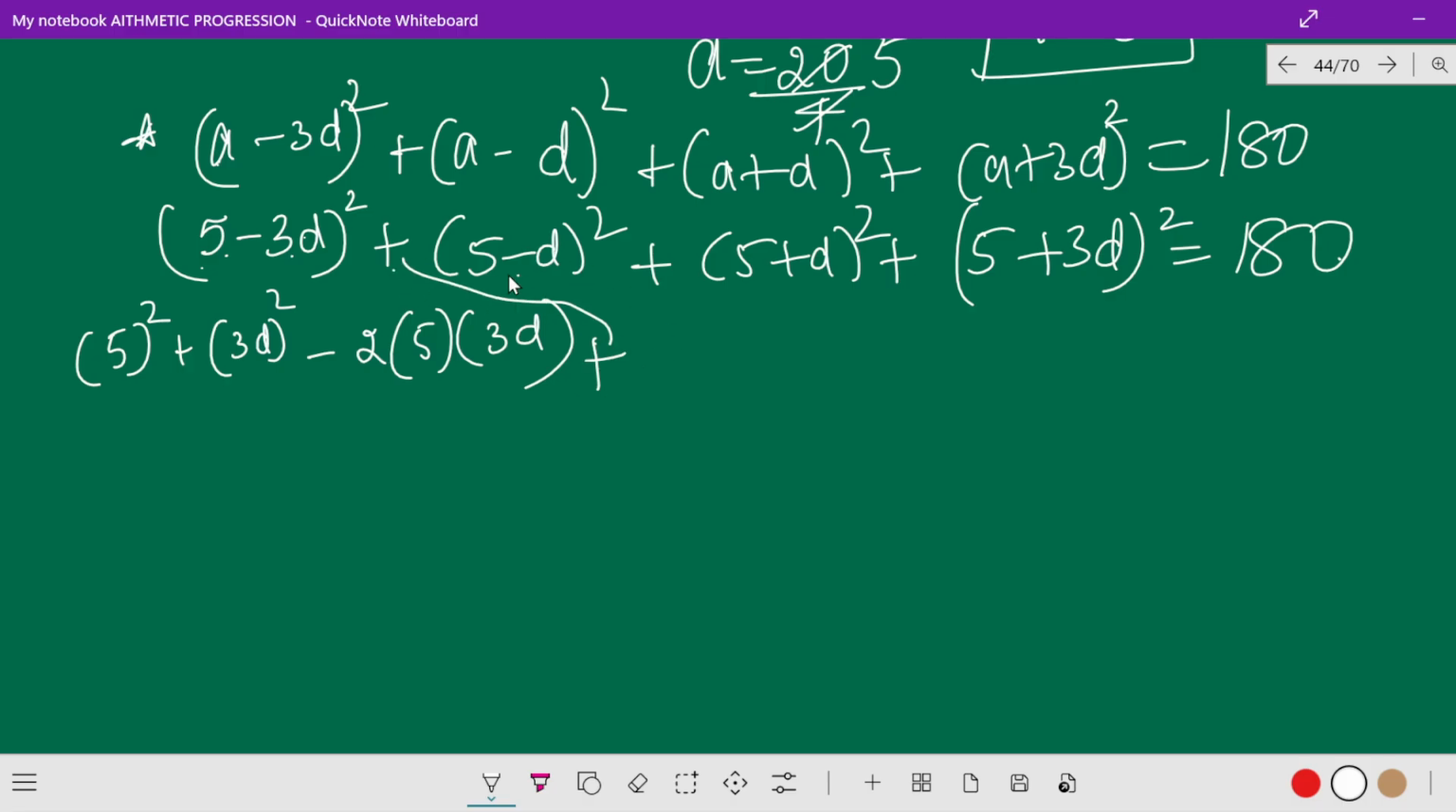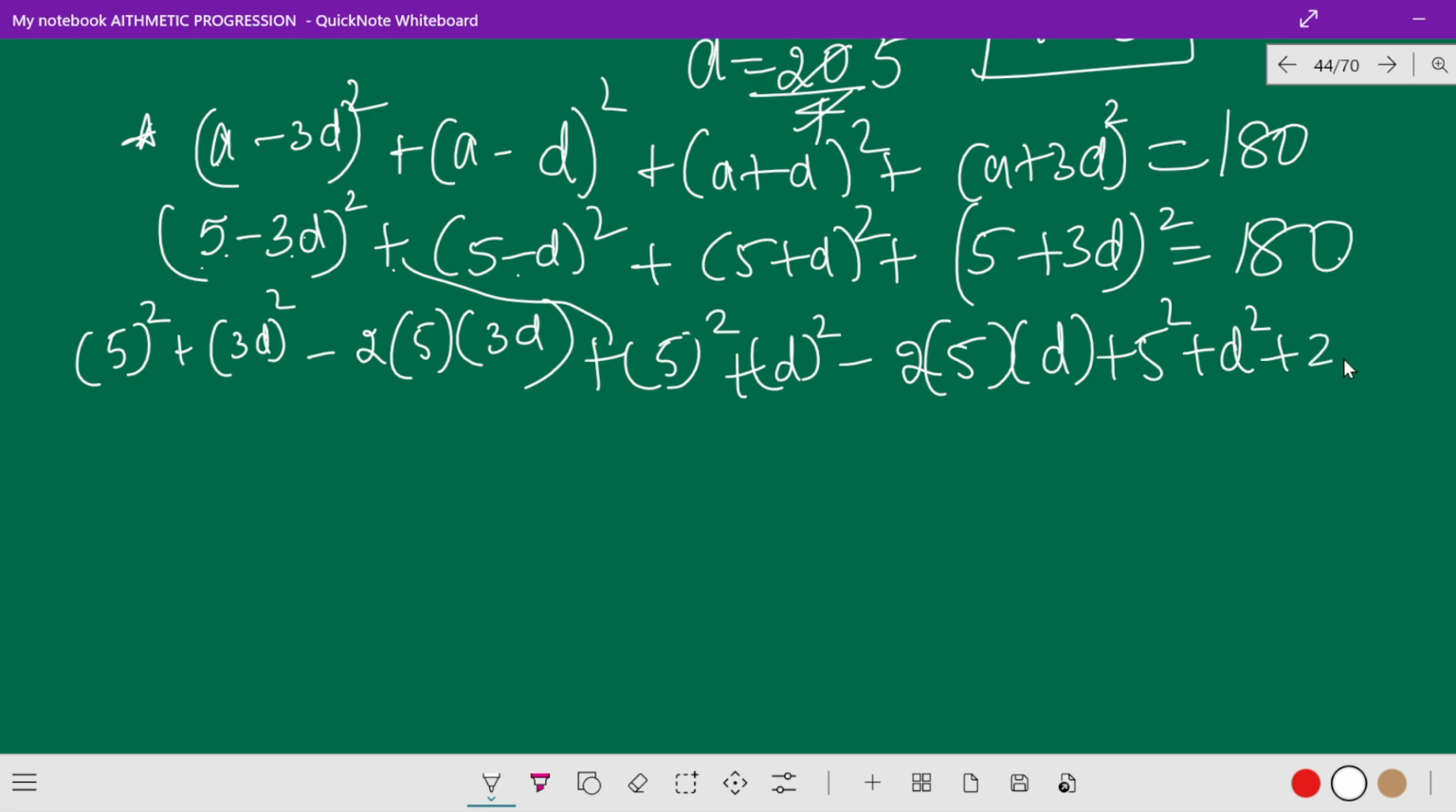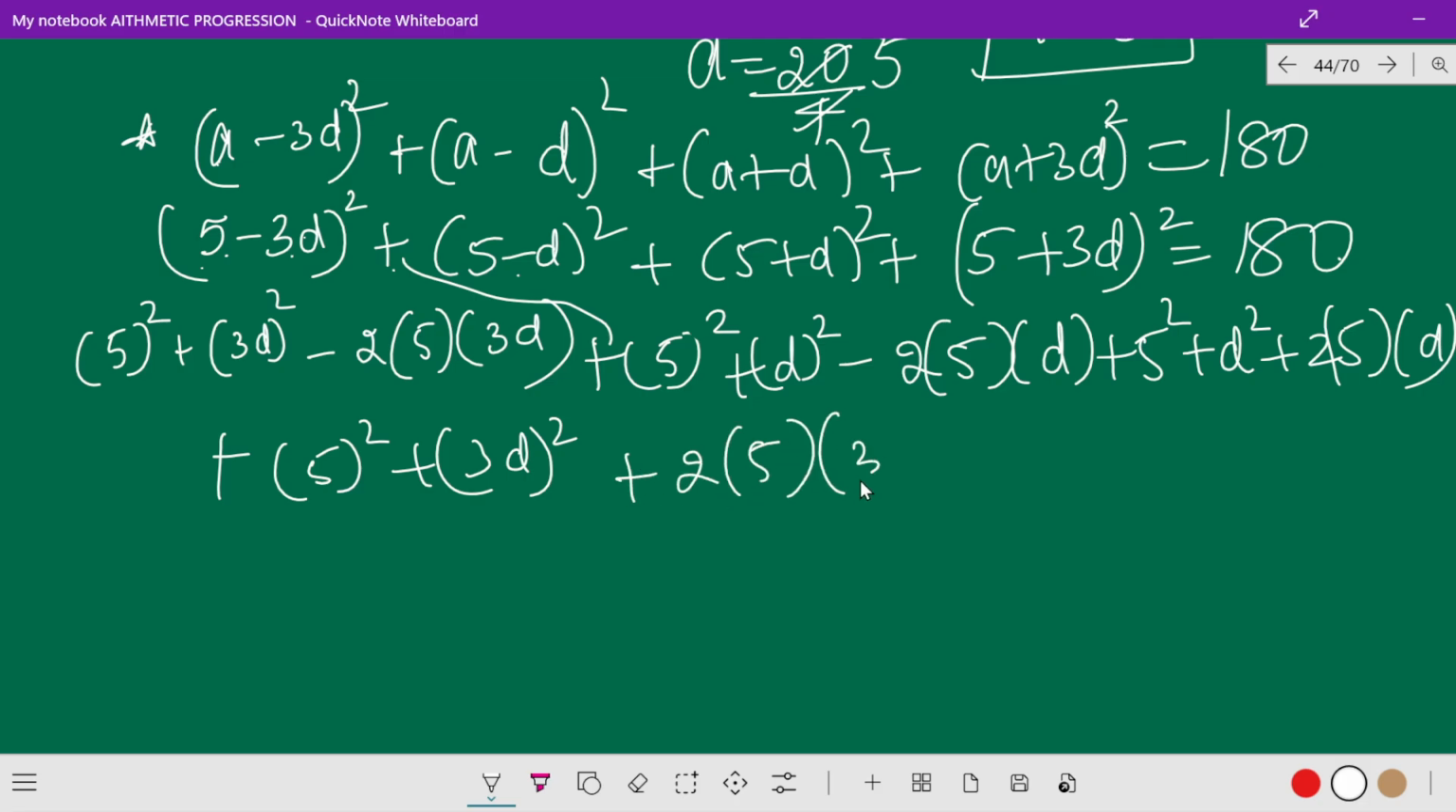A minus b whole square is a square plus b square minus 2ab. In the same way, this one is 5 square plus d square plus 2ab. In the same way, this also is a square plus b square plus 2ab, is equal to 180.